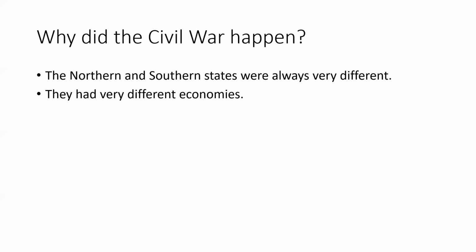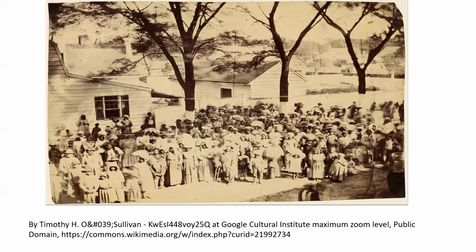In the North, there were lots of big cities, factories, and railroads. The North had a lot of industry. In the South, there were a lot of farms. There were also really large farms called plantations, and plantations tended to have a lot of slaves to work them. The North and the South also had very different attitudes towards slavery. This is a picture of slaves outside their slave quarters, their homes, on a plantation in the South. Look at how many of them there were on just this one plantation.